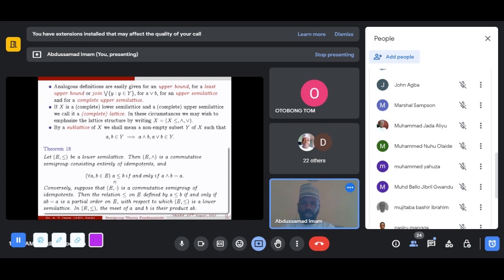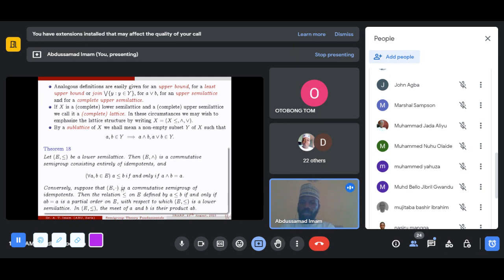Now, if you give me a commutative semigroup of idempotents, then I can define from that commutative semigroup of idempotents a relation less than or equal to on E using the binary operation there, dot, by saying A is less than or equal to B if and only if the product AB equals A. And then with respect to this definition, this is a partial order, with respect to which E is now a partially ordered set, and it is also a lower semilattice.